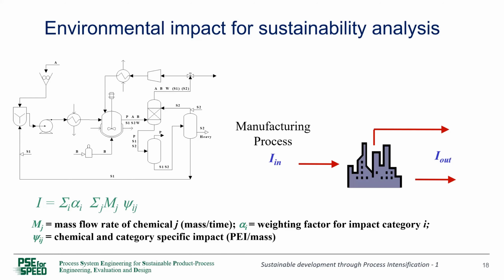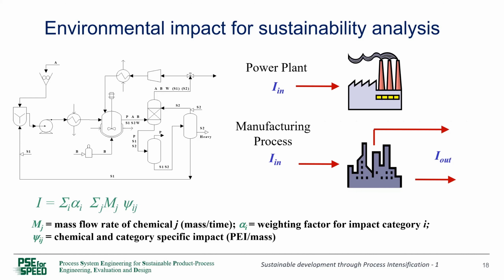Okay, but as I said, it depends on where the boundary is. The boundary can be the plant. The boundary can be also the plant together with the power plant that provides the energy. So it can be misleading if we do not include the power plant, because we can have a very nice process with all negative impacts, but when we include the power plant and have the indirect emissions, we will have all positive impacts. So boundary is very important.